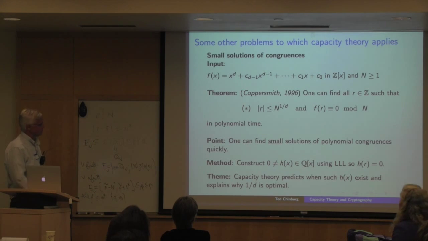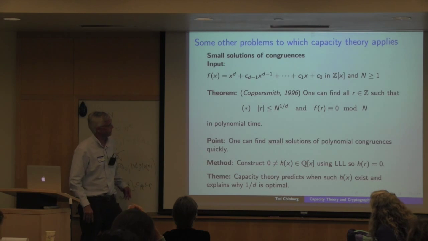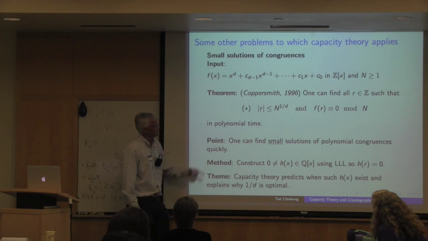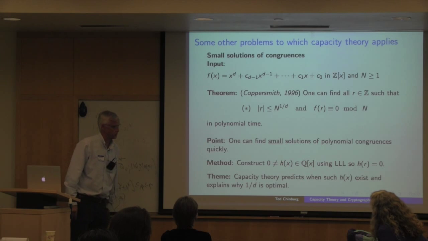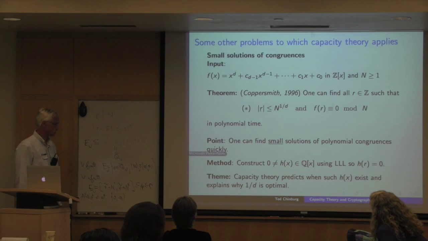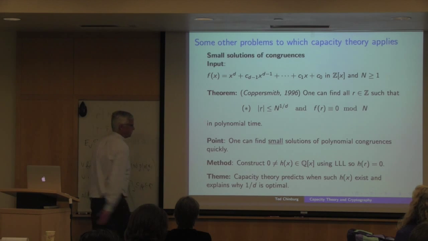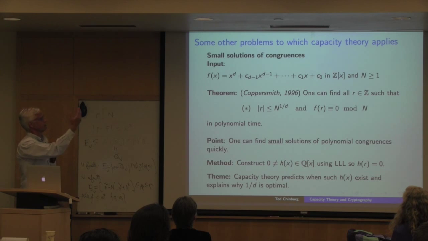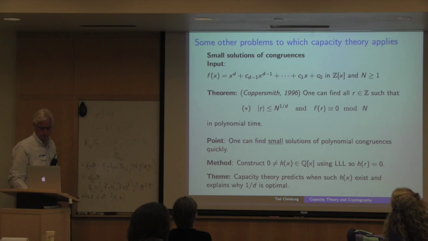This is again done by constructing an auxiliary polynomial that has the property that if you have any integer less than n to the 1 over d which is a solution of that congruence, it has to be an honest zero of the auxiliary polynomial. And again, capacity theory predicts exactly why n to the 1 over d is optimal. If you try to increase n to the 1 over d to n to the epsilon, with epsilon bigger than 1 over d, there is no auxiliary polynomial that will do this in the same way.